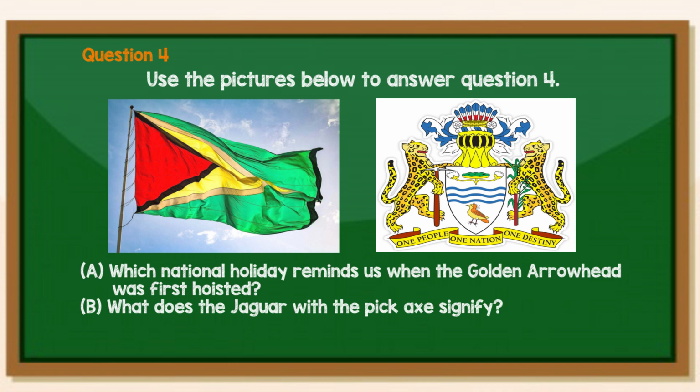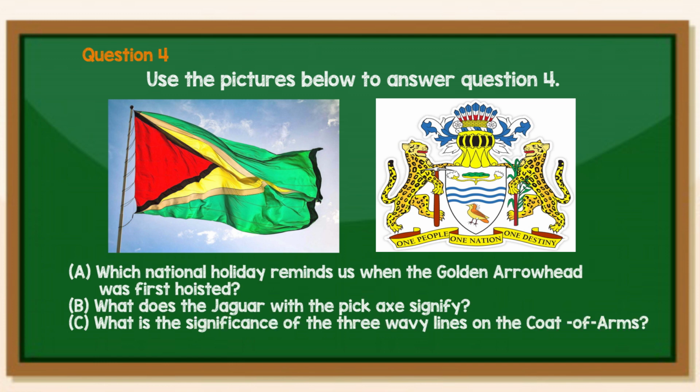B. Say what the jaguar with the pickaxe means. C. What is the significance of the 3 wavy lines on the coat of arms? And D. Explain the meaning of Greenland of Guyana.